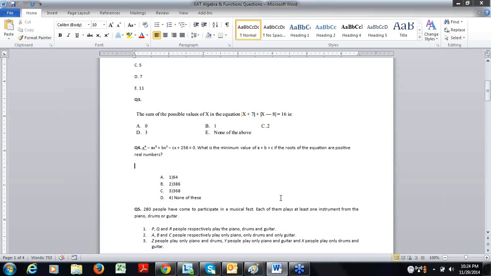Everybody clear with this? Anybody has an issue with question number 3? Question number 3, anybody has an issue? Rajesh, you're clear?